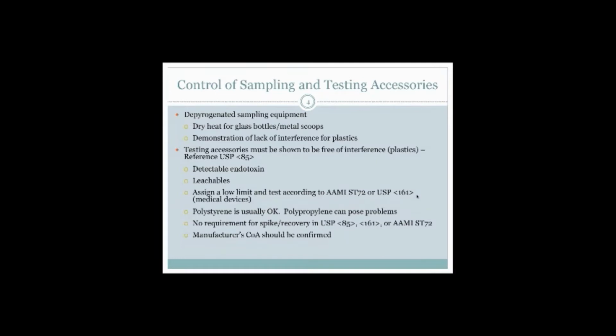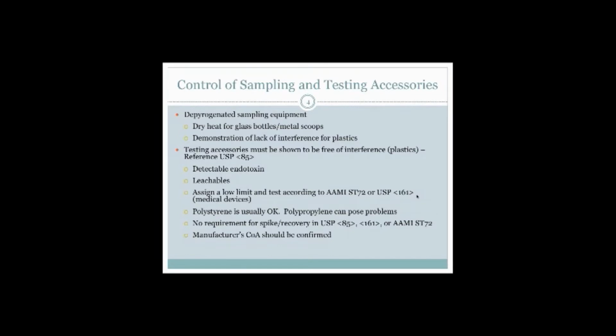If we look back at the USP 85, the European Pharmacopoeia, the Japanese Pharmacopoeia, it tells you that all of the testing accessories must be shown to be free of interference. And again, all of that is done according to how we do medical devices. So where are those references? Those references can be found in the AMI standard, AMI ST72, or in USP Chapter 161. And while those don't address the testing of these materials specifically, the principles of those tests do apply to test accessories and sampling vessels. So how do we do that?